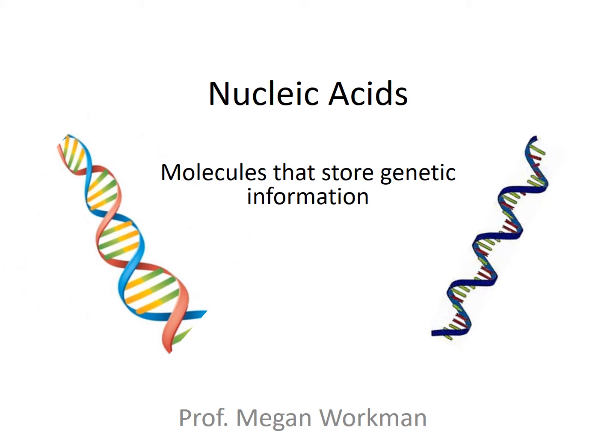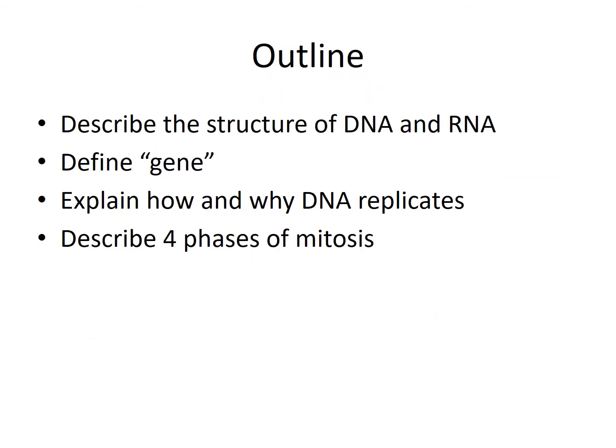Welcome to this lesson about nucleic acids, which are the molecules inside your cells that store genetic information. There are two types of nucleic acid molecules, DNA and RNA. In this lesson, we will describe the structures of DNA and RNA, comparing and contrasting the two. We will define what a gene is. We will explain how and why DNA replicates. That means it makes a copy of itself. And then we will describe the 4 phases of a cell division process called mitosis.